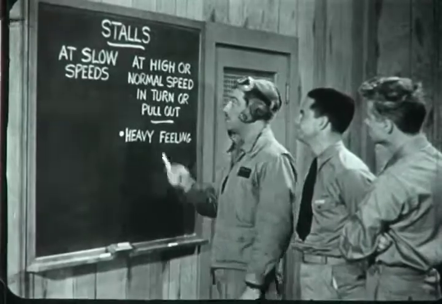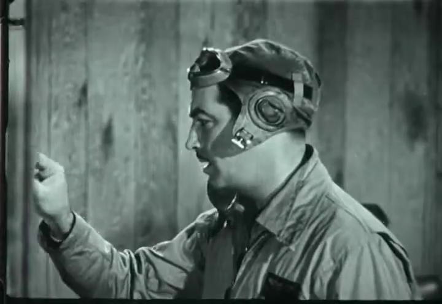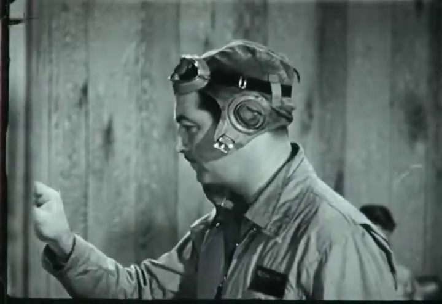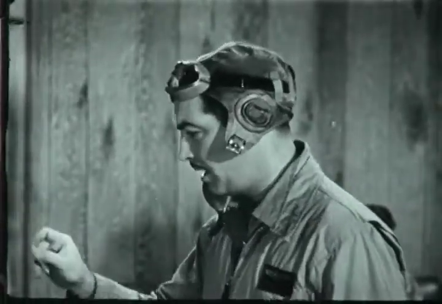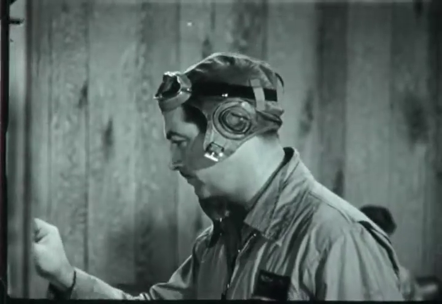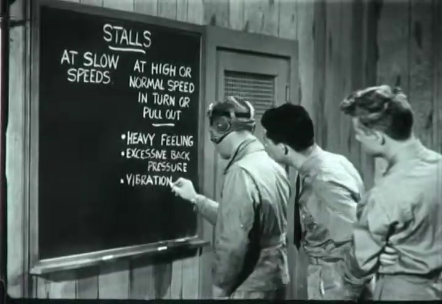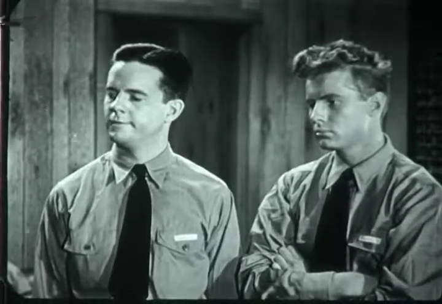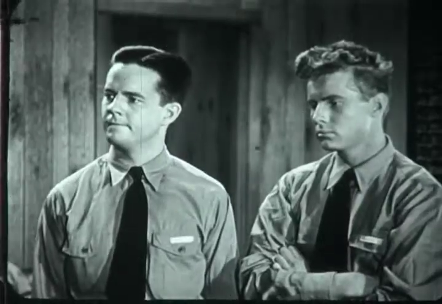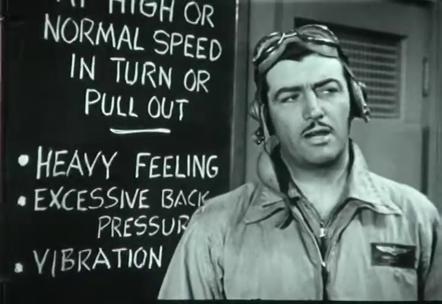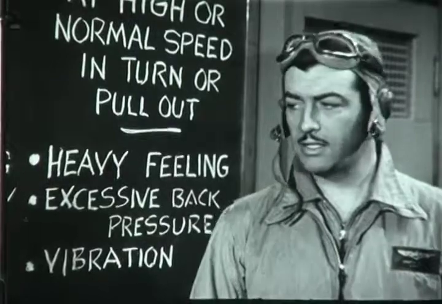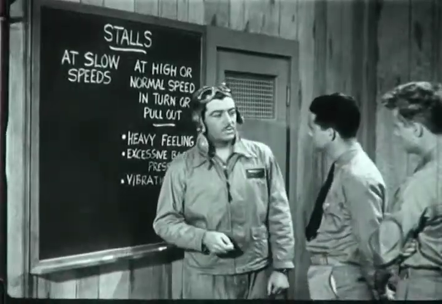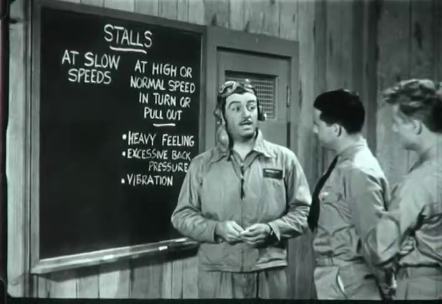The other warnings for stalls at higher normal speed are excessive back pressure and vibration. Sir, do you mean excessive back pressure on the stick? That's right. Now, I don't want you to become too conscious of the controls of the plane. But before you stall out at high or normal speed in most airplanes, you'll find that you're pulling back at least fairly hard on the stick. The one exception to that, of course, is when you have the plane trimmed in an excessively nose-high attitude.